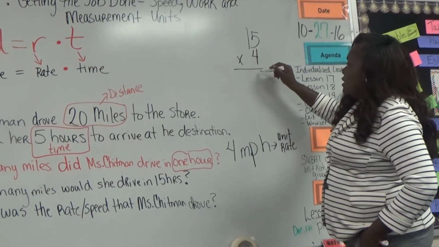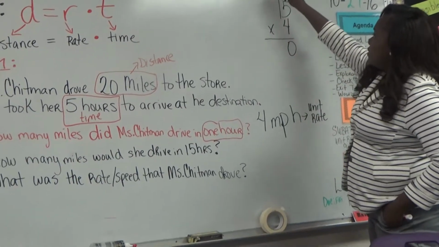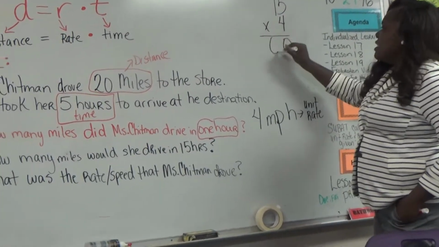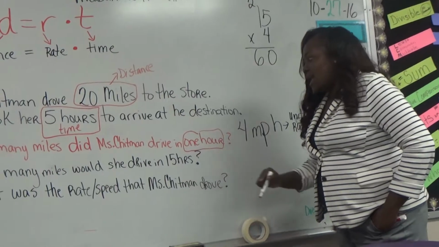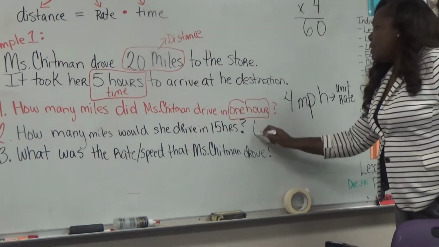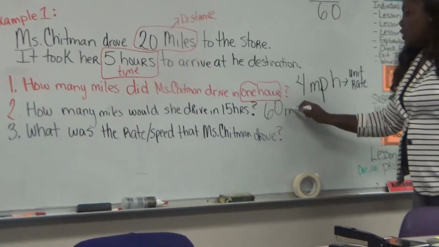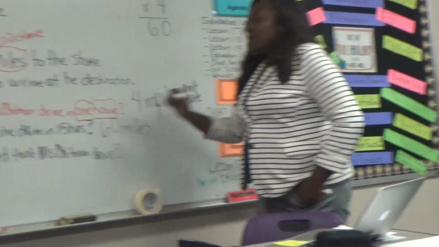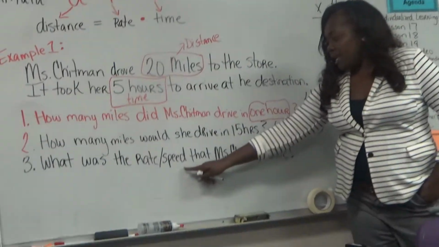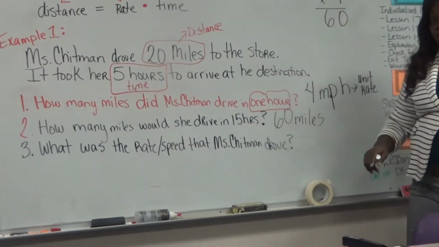5 times 4 is 20. All right, my 0, carry my 2. 1 times 4 is 4, plus 2 is 6. So in 15 hours, I can go how far? 60 miles. And make sure that you put the units with that, 60 miles. So, what was the rate or speed that Miss Chipman drove?